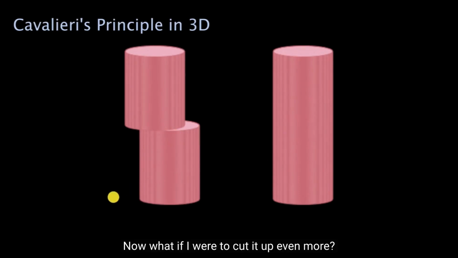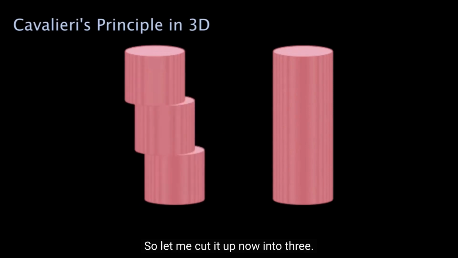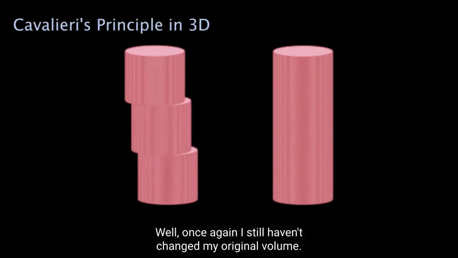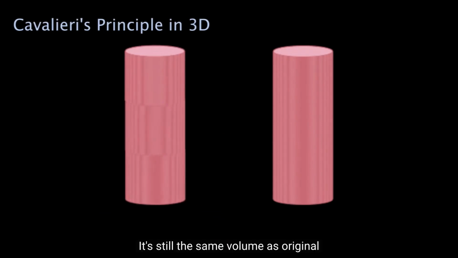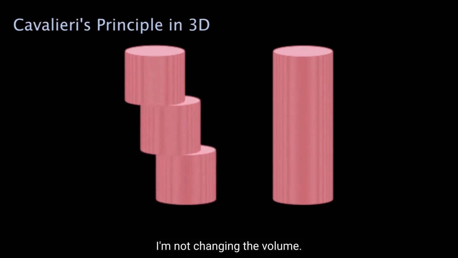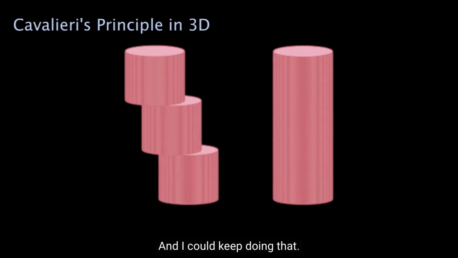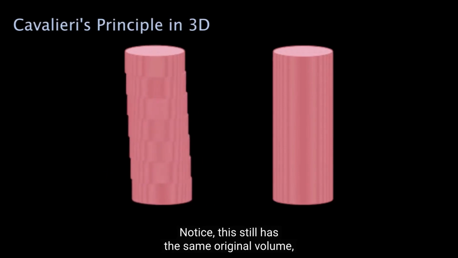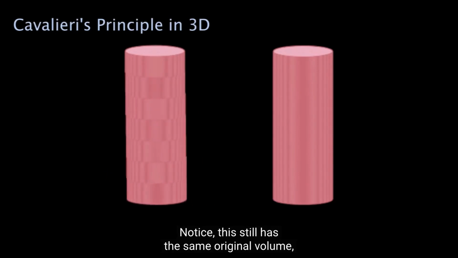Now, what if I were to cut it up even more? So let me cut it up now into 3. Well, once again, I still haven't changed my original volume. It's still the same volume as the original. Now I just cut it up in 2/3. And if I shift them around a little bit, I'm not changing the volume. And I could keep doing that. I could cut it up into a bunch of them. Notice, this still has the same original volume.